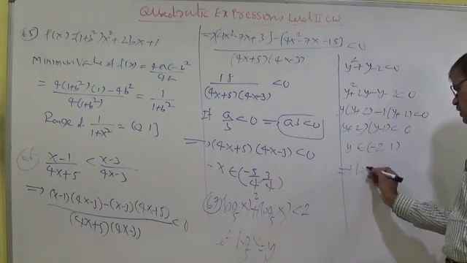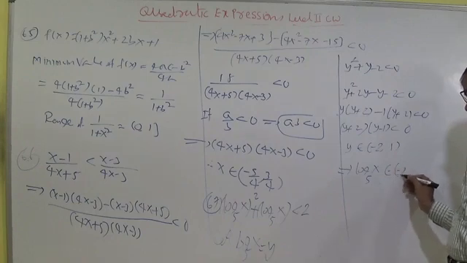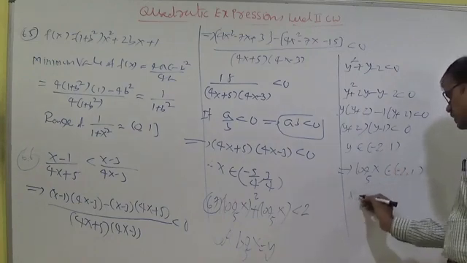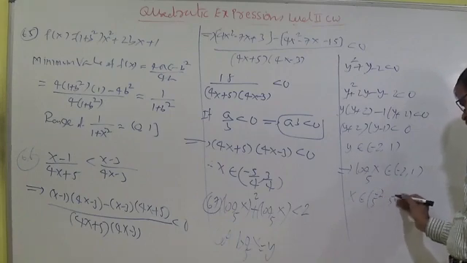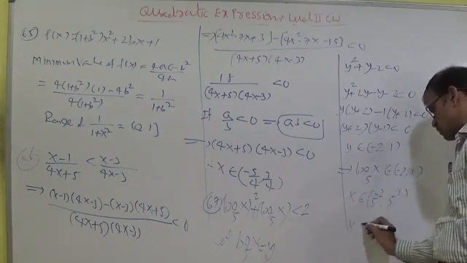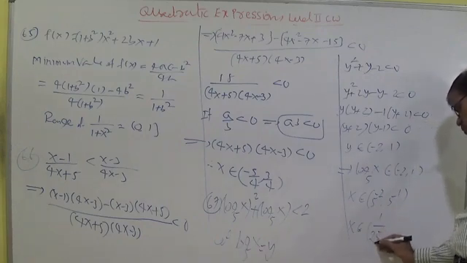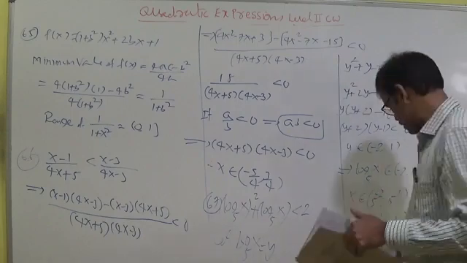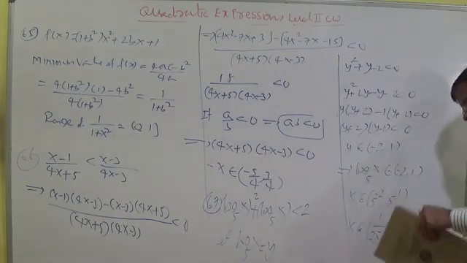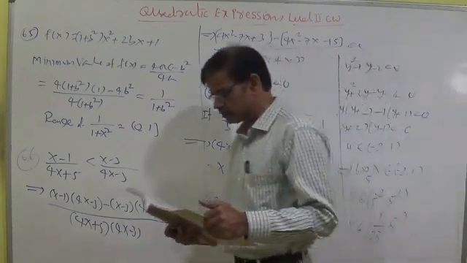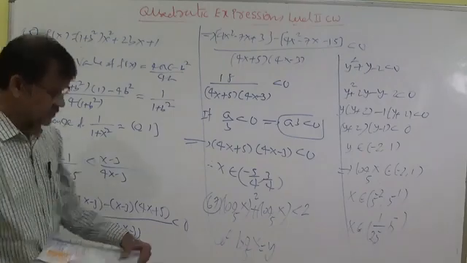Whatever we thought as y, log x to the base 5 belongs to minus 2 comma 1. So x belongs to 5 power minus 2 comma 5 power 1. So x belongs to 5 power minus 2, which becomes 1 by 5 square, 1 by 25, comma 5. Yes, it is the first option. Now the 68th question.